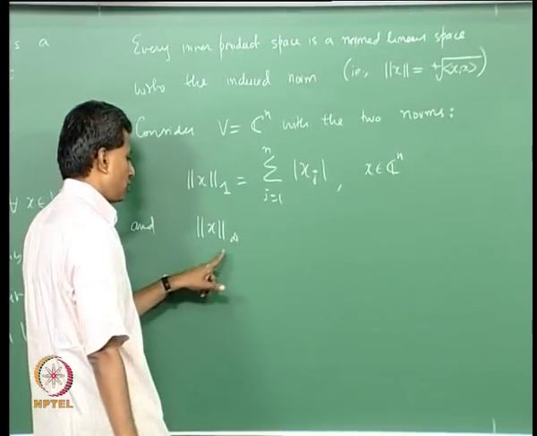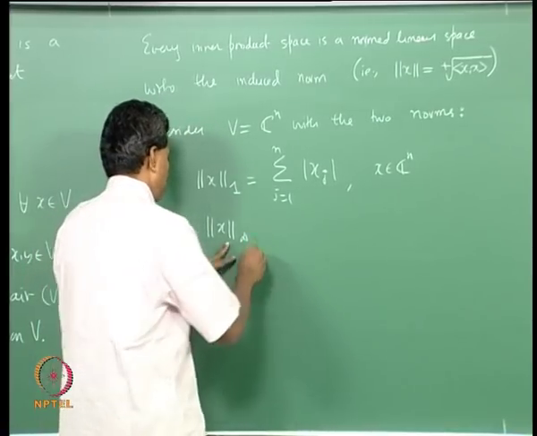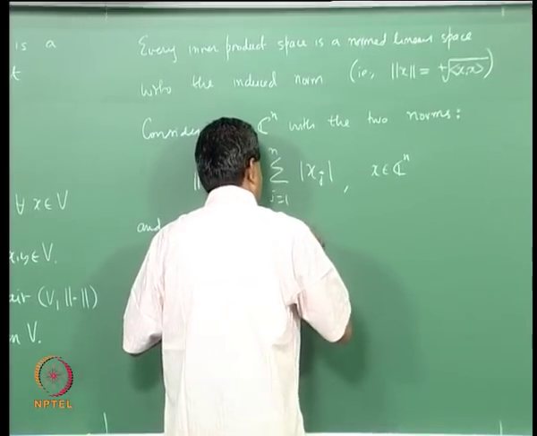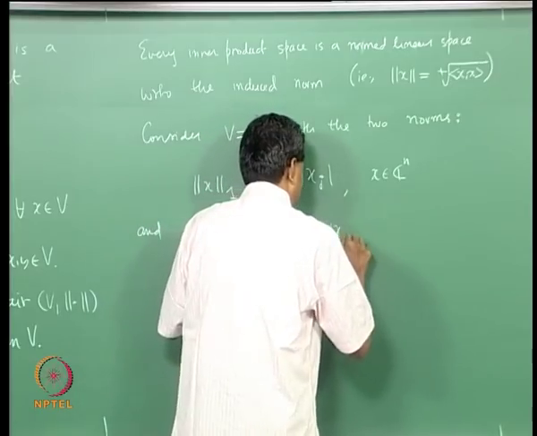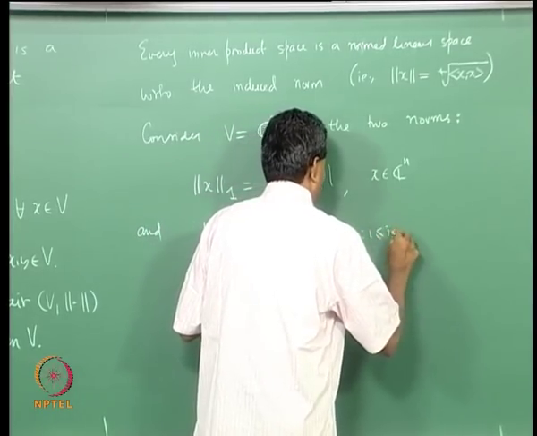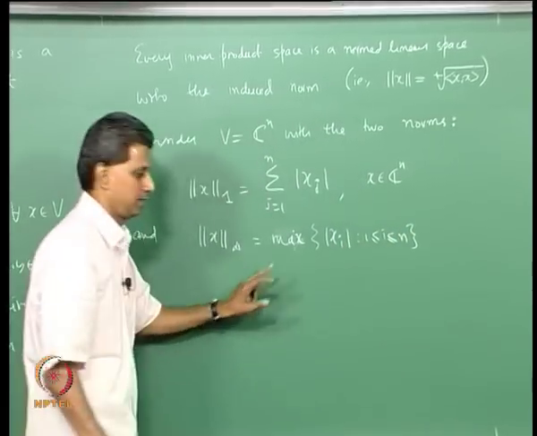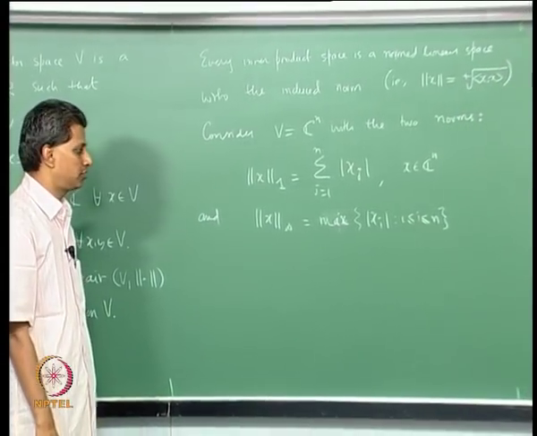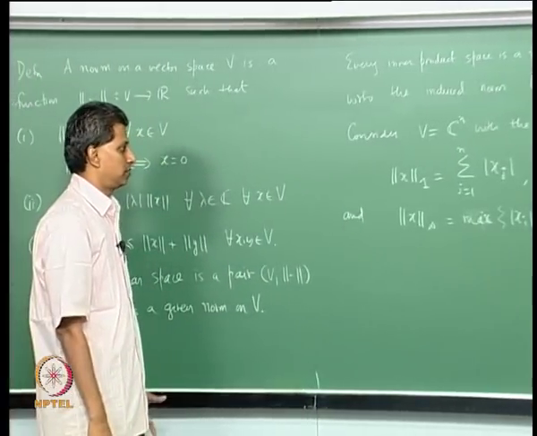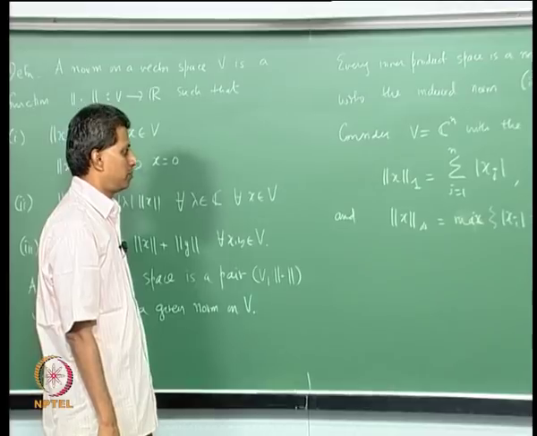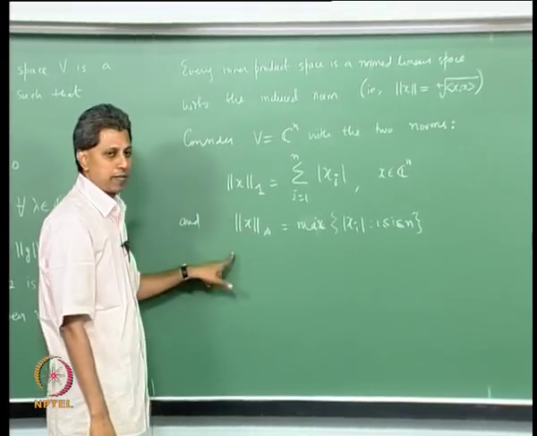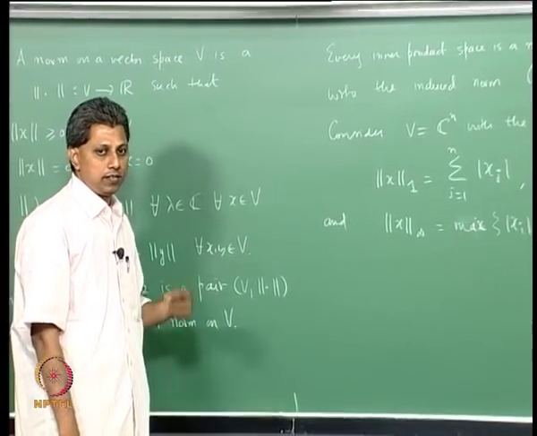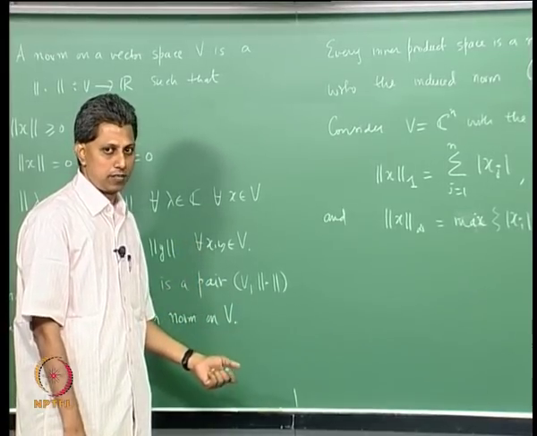There is also the so-called supremum norm, or sometimes a maximum norm. This is equal to the supremum of, actually it is the maximum, since there are only finitely many numbers here. Maximum of mod xi, 1 less than or equal to i less than or equal to n. Maximum of the moduli of the coordinates of the vector x. This is called the infinite norm or supremum norm, maximum norm. Cn is a normed linear space with respect to both these norms. Cn already has a norm induced by the standard inner product.